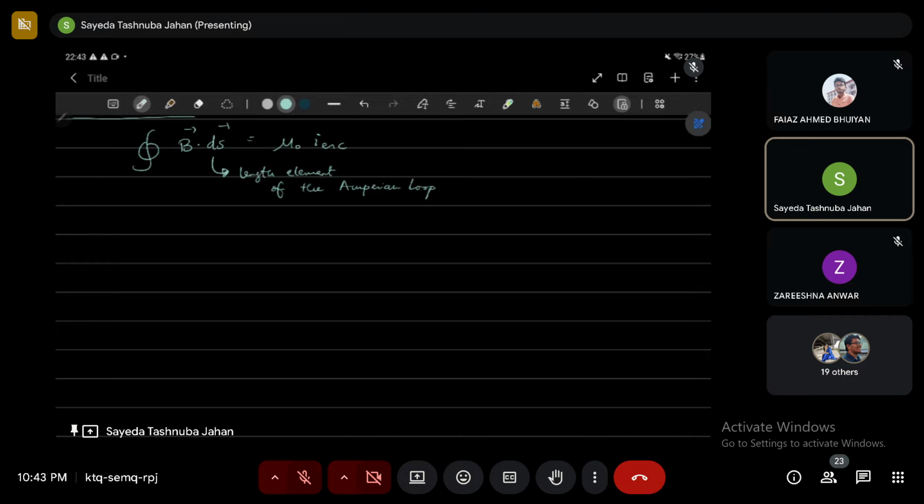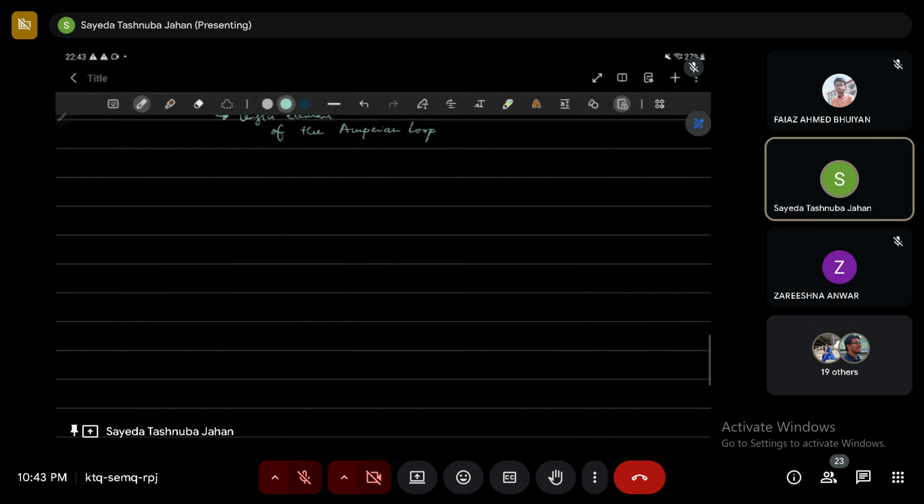Okay, and of course I enclosed is the net current enclosed by that closed loop, মানে এই লুপের মধ্যে যে net enclosed current আছে সেটা হচ্ছে is given by I enclosed. Okay, so now let's draw a diagram.